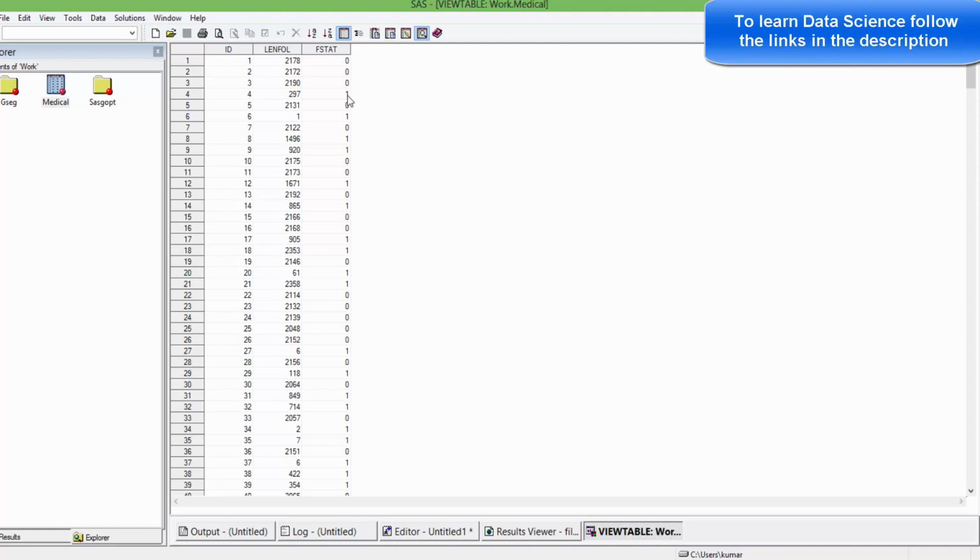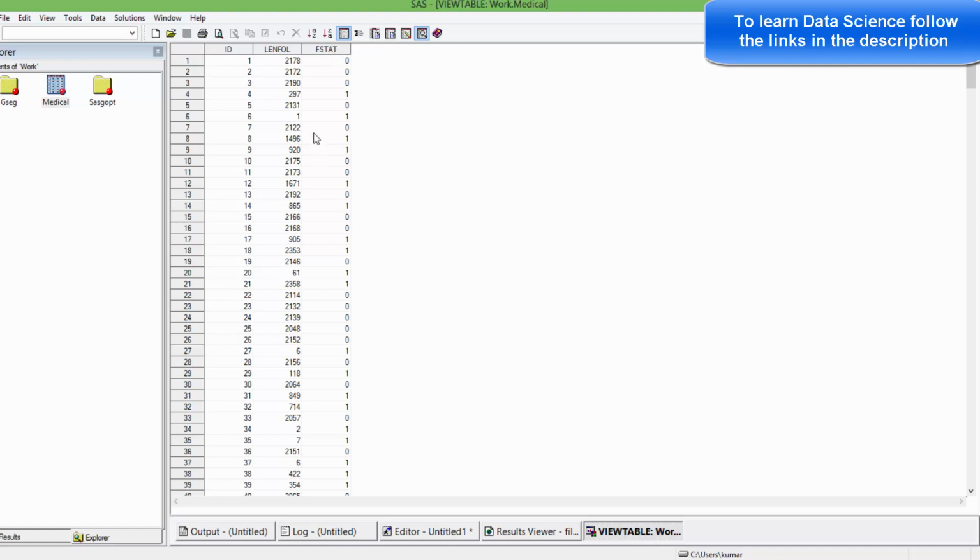As you know, survival analysis is a kind of modeling where we model the time to event. So if you look at the patient 4, the status is 1. That means the patient has died at the 297th day from the date of medication. Okay. So what is the censor variable in this case? The censor variable is the f-stat.